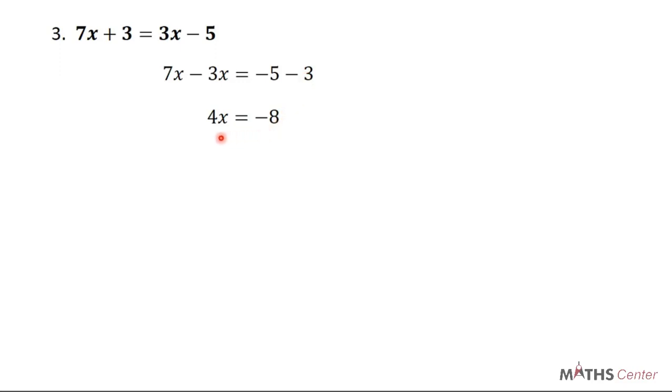Once again, what do we do? We divide both sides by the number attached to the variable when you get to this stage. So we divide both sides by 4, which is the number attached to the variable. So we divide here by 4. We divide here by 4. 4 will cancel 4 to give us x. Minus 8 divided by 4 will give us minus 2.